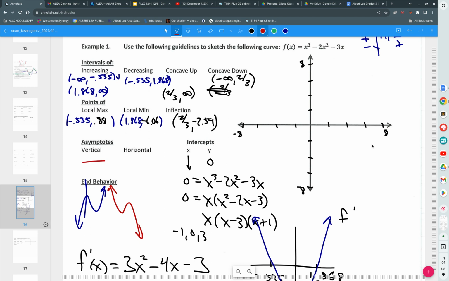There are no asymptotes. Look at our polynomial. Polynomials don't have asymptotes. Okay. Our next one, we will look at asymptote. What points would you like to start to plot?